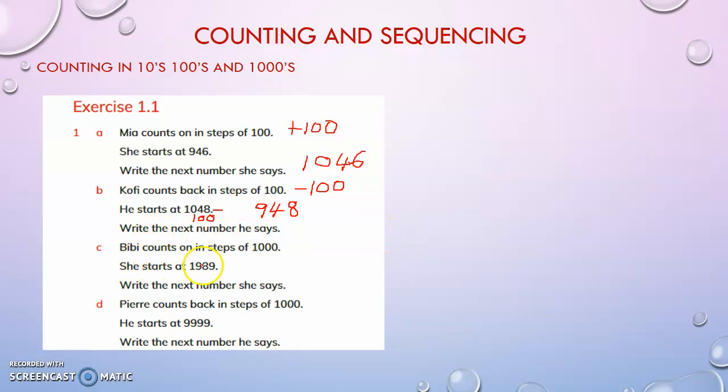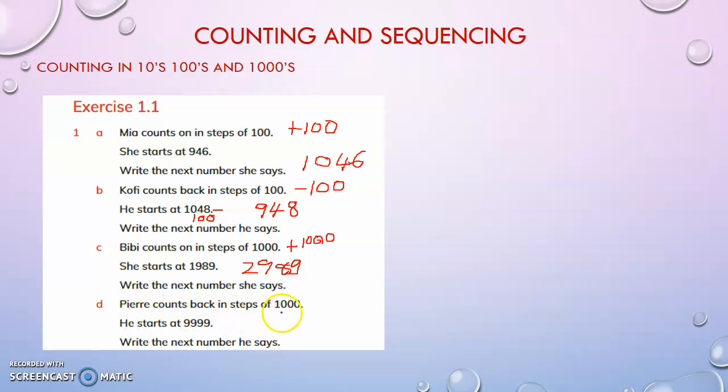So just think of this. Count on in steps of 1000. Counting on എന്ന് പറഞ്ഞാല് we are moving in the forward direction. So plus ആണ് എത്രയാണ്? 1000 ആണ് അല്ലേ? So counting in thousands പറഞ്ഞാല് no other place will change, only the thousands place will change. So 1989 plus 1000 ചെയ്യണം. You get 2989. 2989 will be the next number in the list.